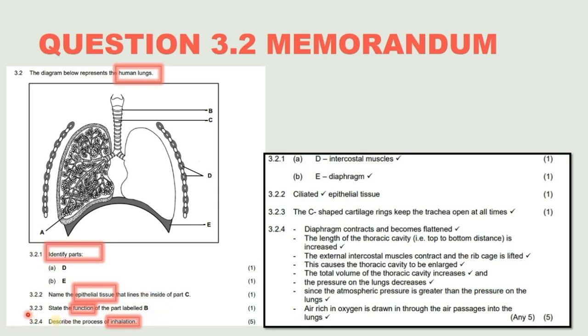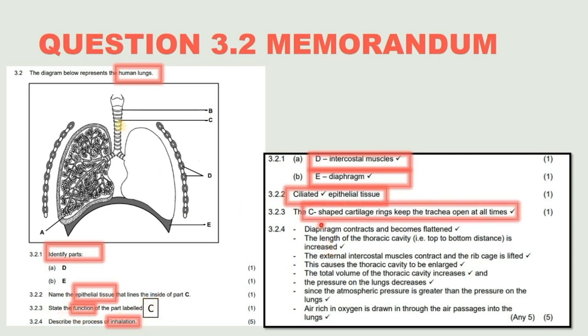Then 3.2.4, describe the process of inhalation. You just need to describe the changes that take place when I am inhaling. So let's have a look. Part D is your intercostal muscles. Part E is the diaphragm. Then the epithelial cells that line C will be your columnar or your ciliated epithelial cells specifically. And then they ask to state the function of part C. It is made out of C-shaped cartilage rings to keep the trachea open at all times.